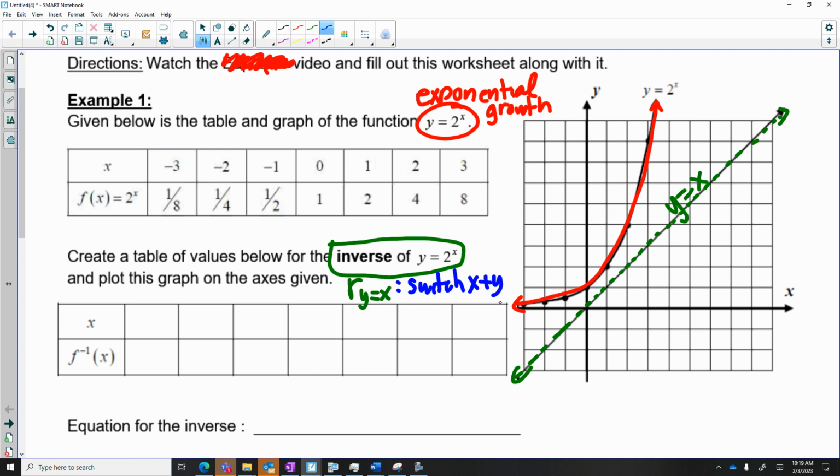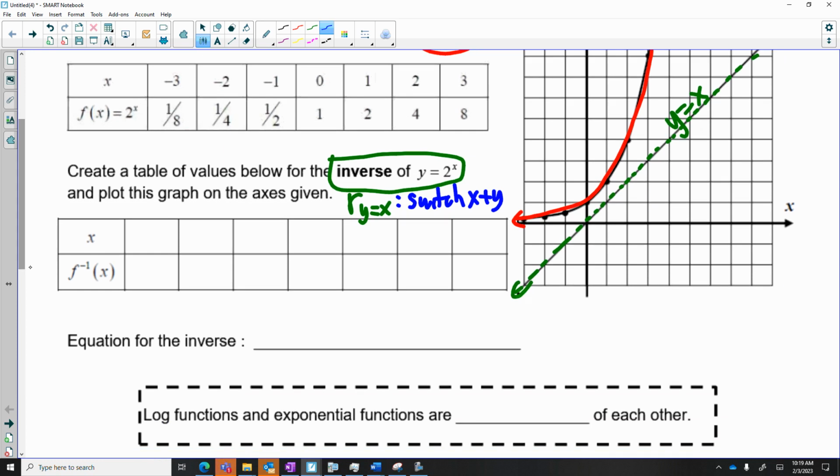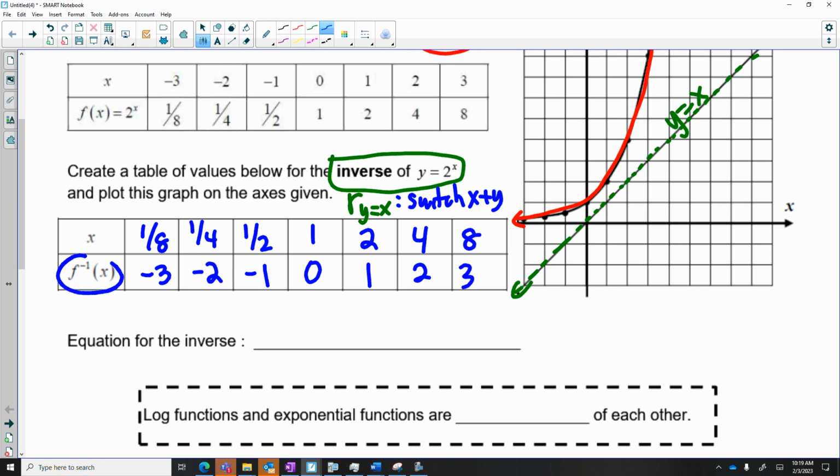Okay, so let's go down here and we're going to switch our coordinate pairs. So it's going to be 1/8 comma -3, 1/4 comma -2, 1/2 comma -1, 1 0, 2 1, 4 2, and 8 3. Now I'm going to graph my inverse, and notice the inverse is notated with the f to the -1, and f to the -1 means inverse.